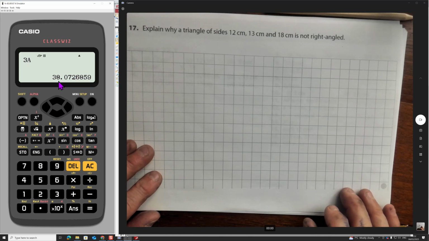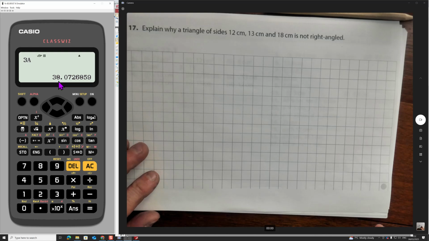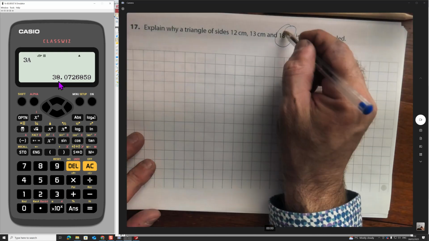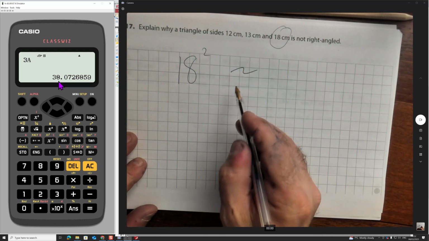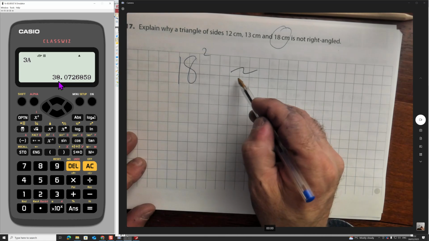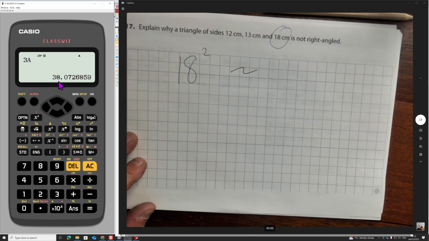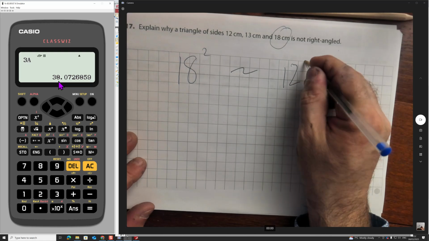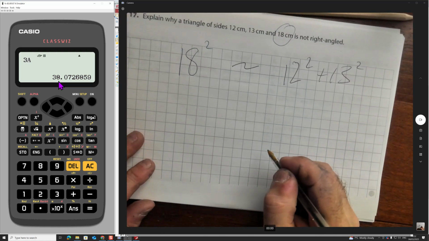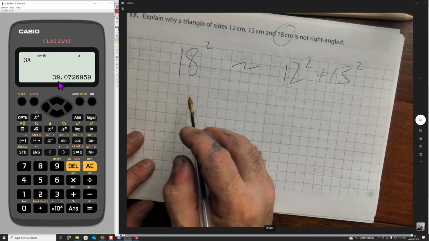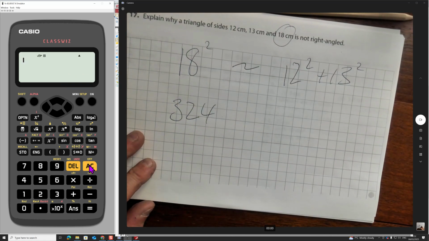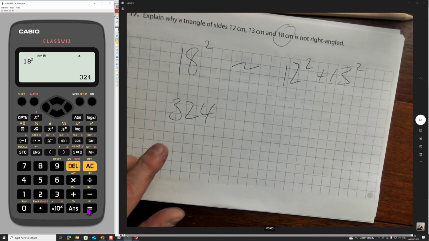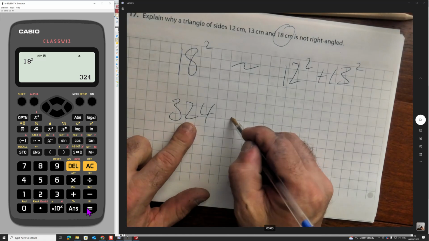Explain why a triangle of sides is not right angled. Okay, so identify the longest one, and we will compare the square of that. So when you're comparing squares, you're not writing equals because it's going to end up being bigger, but you're putting a squiggle to say you're investigating. How does that compare to this? Okay, so we all know 18 squared is 324. No, we do not. 18 squared equals 324. Now we all know.